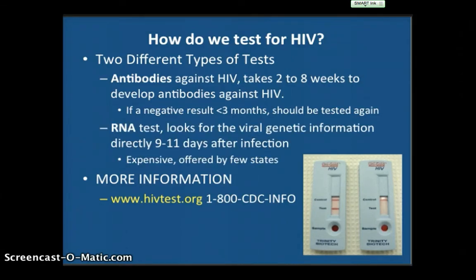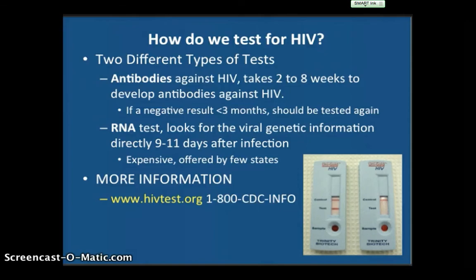This looks for the viral genetic information directly, and it'll show up in your bloodstream 9 to 11 days after you've been infected. It's very expensive and it's offered by few states. Most states offer the antibody test. But like I said, it's not good if it's within the 3 months of you being exposed. For more information, you can look at hivtest.org or even call the CDC, which is the Center for Disease Control.